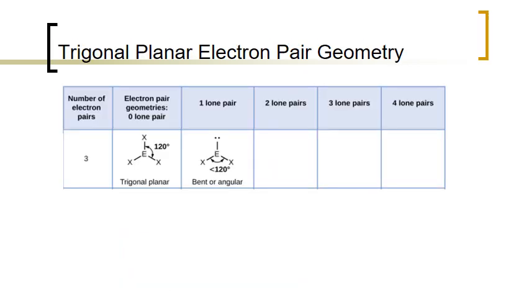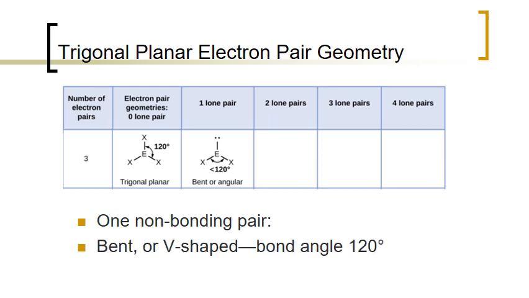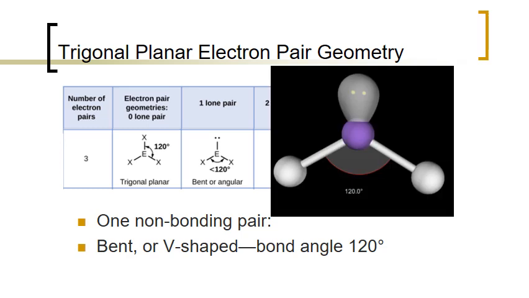Let's start with the trigonal planar electron pair geometry. That's 3 pairs. That's 3 electronic regions around the central atom. Our bond angle is 120 degrees. If we have one non-bonding pair, then the structure is bent or V-shaped, and the bond angle is still about 120 degrees. That's what the structure looks like. On top is the lone pair. It repels just as if there were an atom there. In fact, it repels a little bit more. The bond angle is actually a little less than 120, but on an assessment, if you say 120, you will be fine.